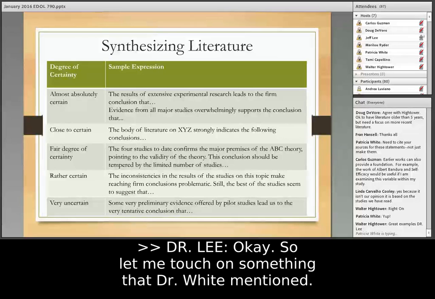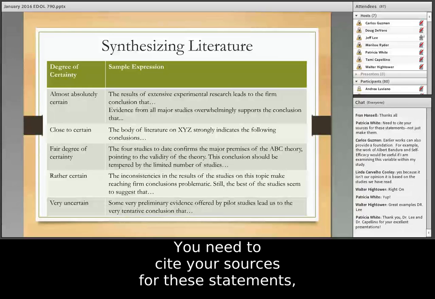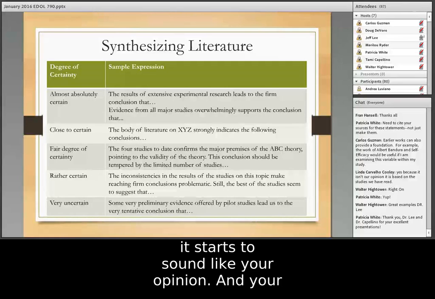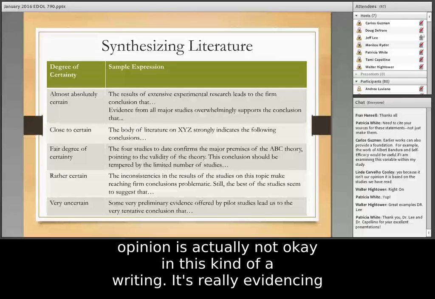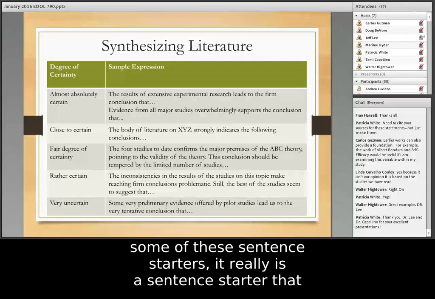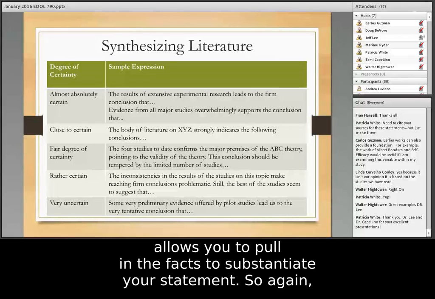Okay, so let me touch on something that Dr. White mentioned. You need to cite your sources for these statements and not just make them. And, you know, if you don't cite, it starts to sound like your opinion, and your opinion is actually not okay in this kind of writing. It's really evidencing what's out there in the literature. So although it sounds opinionated, some of these sentence starters really allow you to pull in the facts to substantiate your statement.